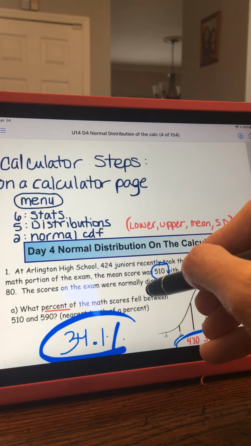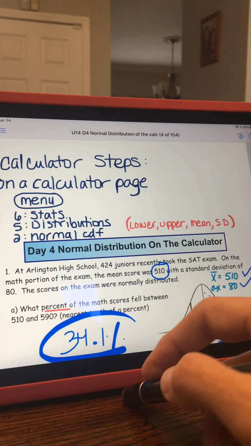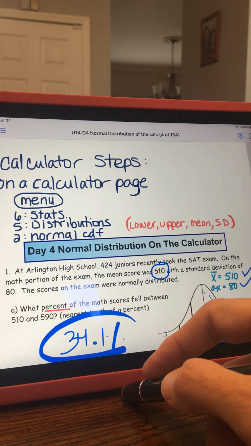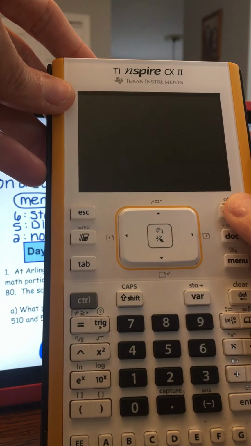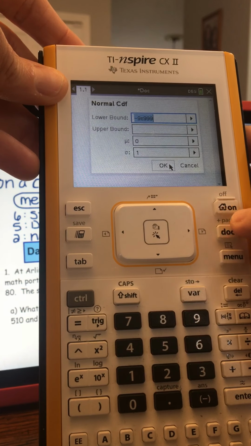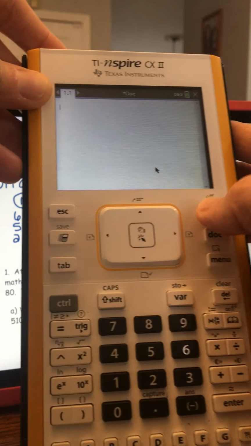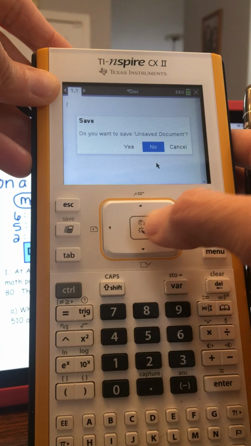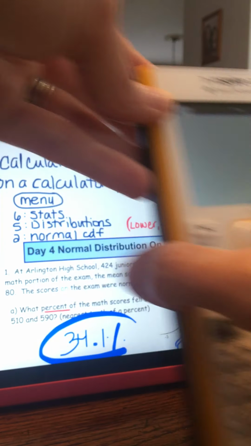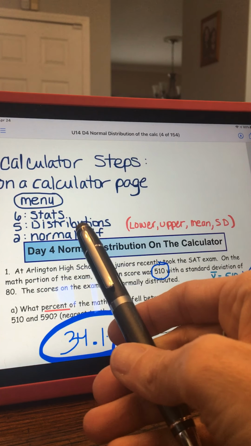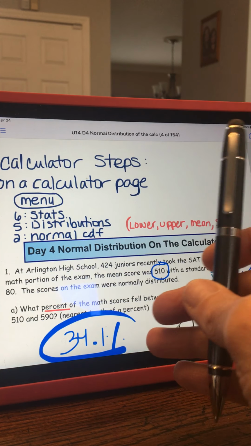So here's all the calculator steps. I want you guys to write these all down, keep them in your notes. So pause the video if you need to, and then we'll do them together. The steps are, you get a clean calculator page. A clean calculator page is just, like we normally do, new, don't save, right? And there, number 1, clean calculator page, okay? And then we're gonna go to menu, 652, and I'll show you what all that is.